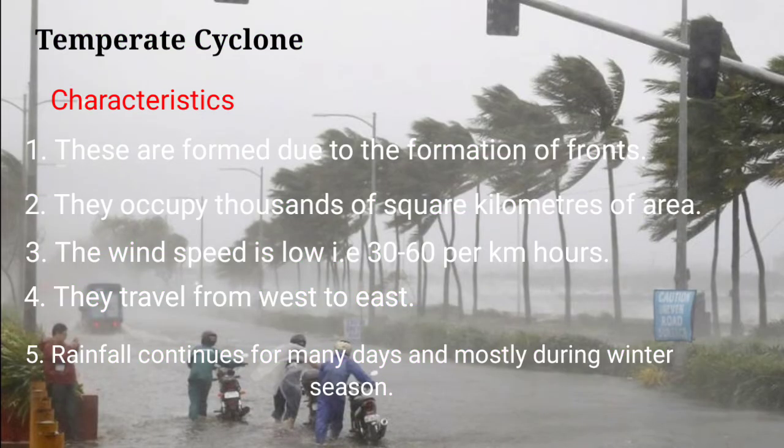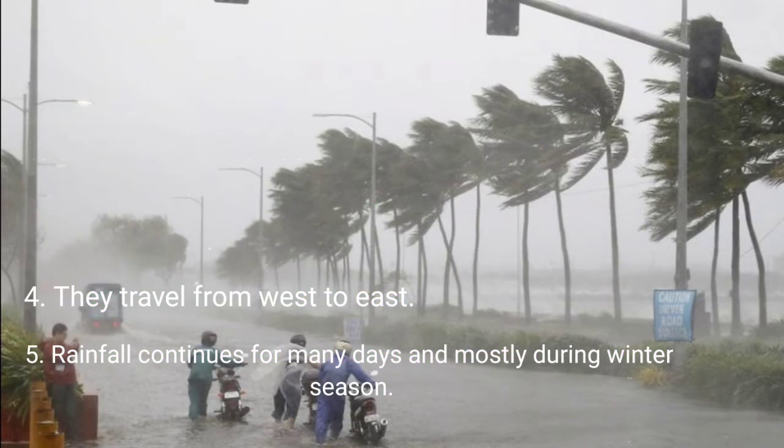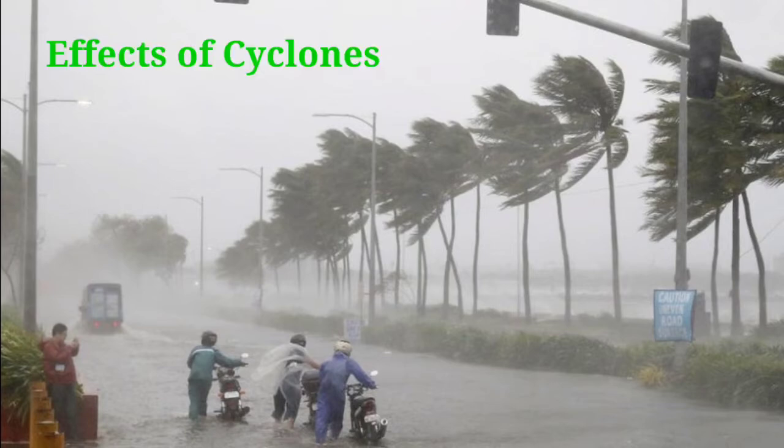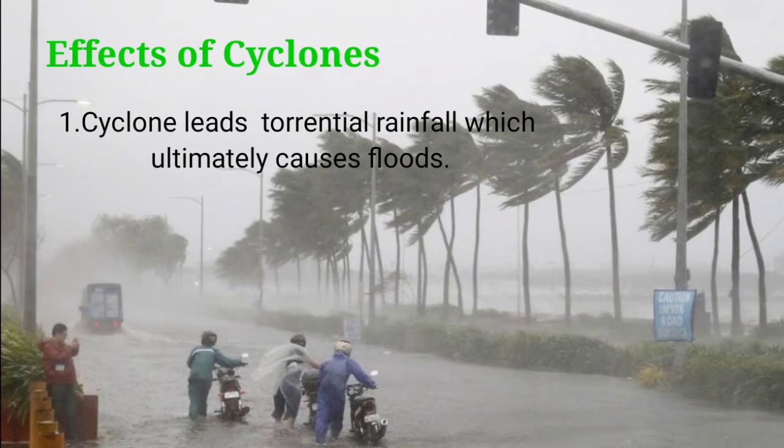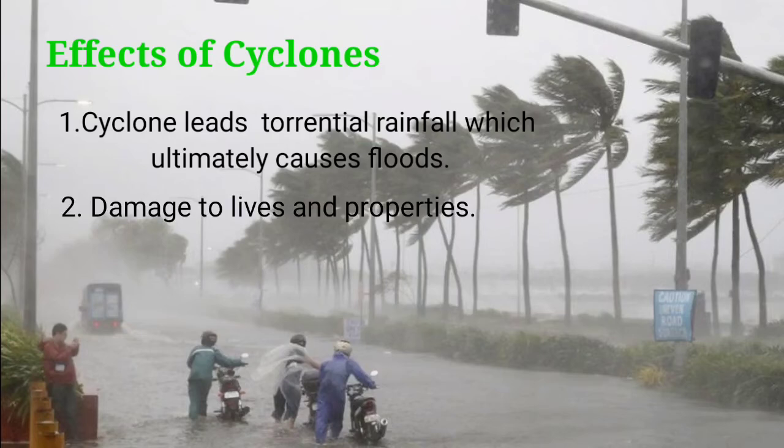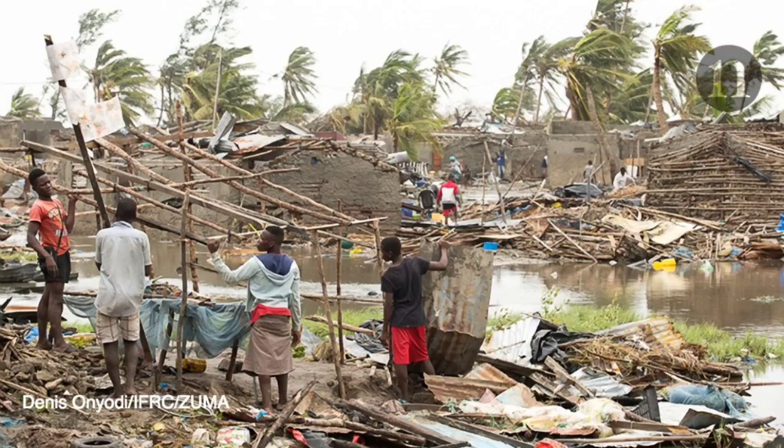Now let us discuss the effects or consequences of a cyclone, whether temperate or tropical. First of all, a cyclone leads to torrential rainfall, which ultimately causes floods. Whenever a cyclone takes place, it causes heavy rainfall, which results in floods in some areas. It also damages life and property. Obviously, when floods take place, they uproot trees, houses, etc.